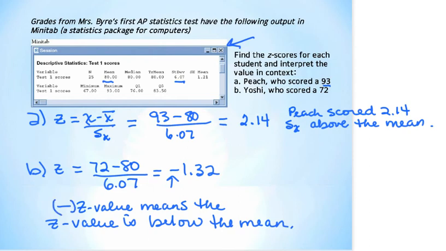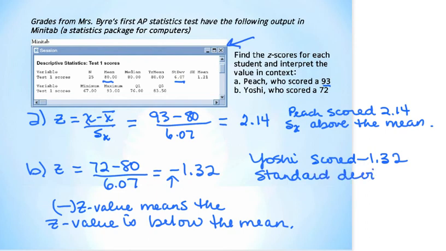All right, so Yoshi scored negative 1.32 standard deviations below the mean.